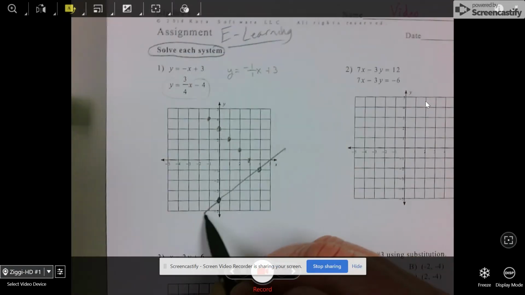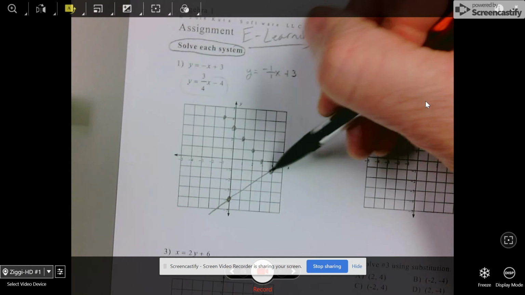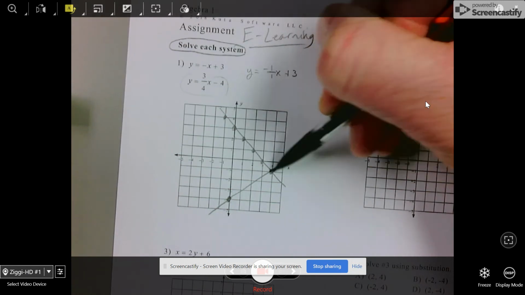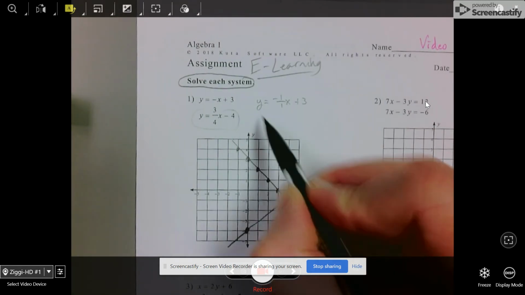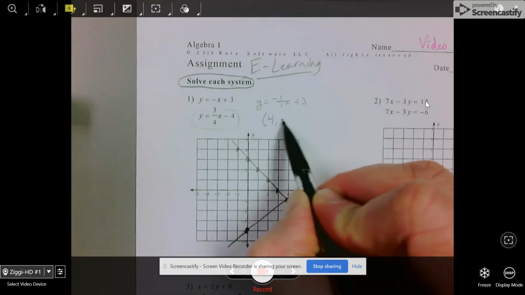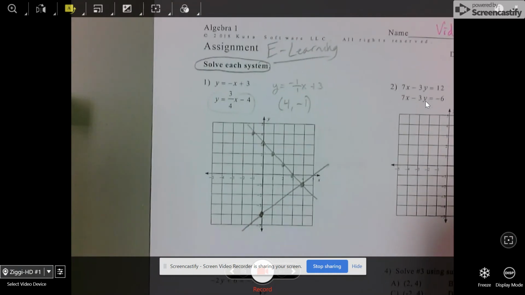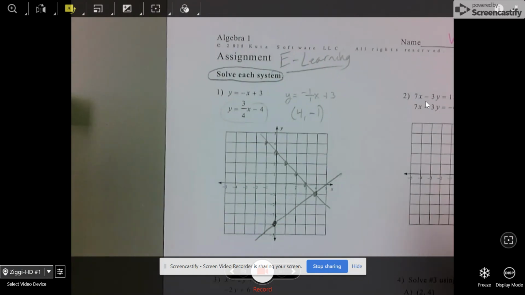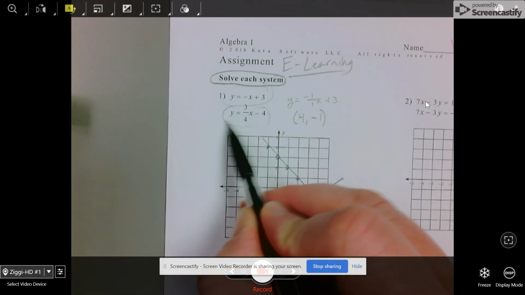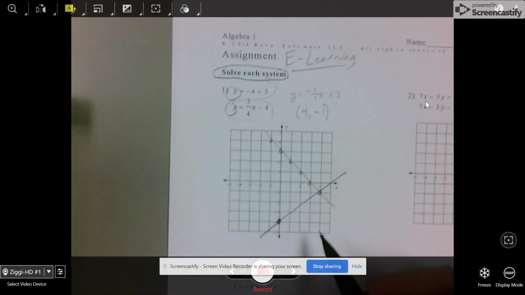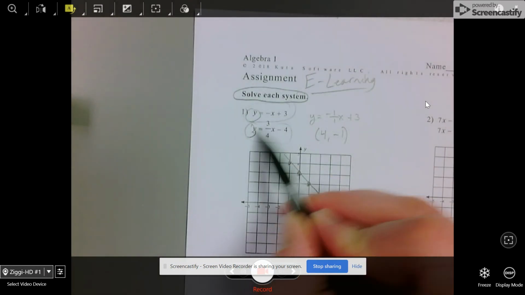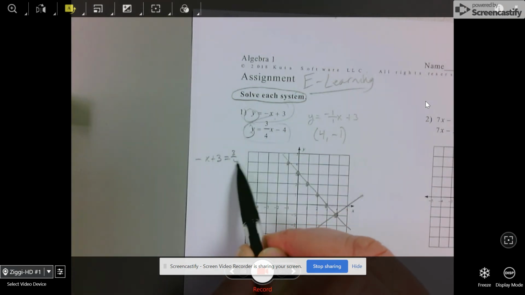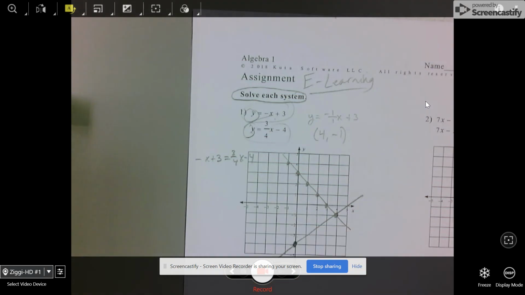And so I make a quick sketch, and the reason I made more points is now I can see that my solution is right there. So x is 4, y is -1. If it hits nicely on a graph, that's usually one of the easiest ways. The other way you could do this problem is they're both equal to y, so you could set them equal to each other. You could take this y out and put this y in, so you end up with -x plus 3 over here and 3/4 x minus 4 over here, and then solve. That also would get you the answer.